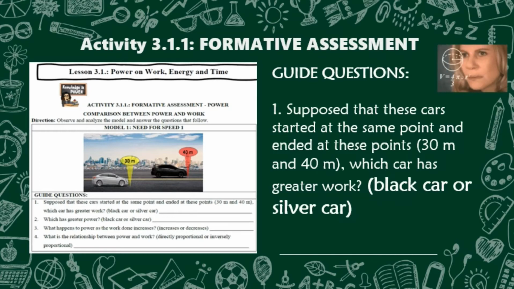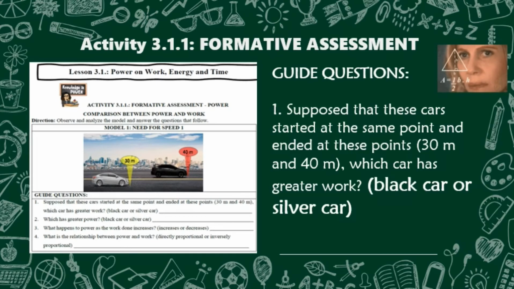Okay, so as you can see in the picture, you have 2 cars. The silver car and the black car. The silver car travels or have reached a distance of 30 meters. And the other one, the black car, have reached the distance 40 meters. So, the question number 1, suppose that these cars started at the same point and ended at these points. 30 meters for silver and for the black is 40 meters. Which car has greater work?